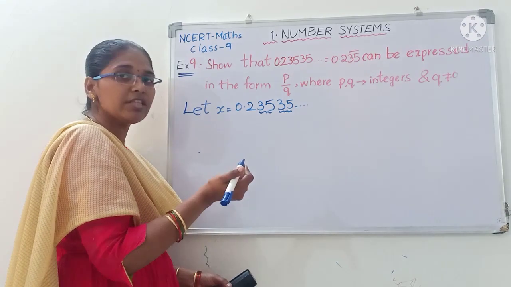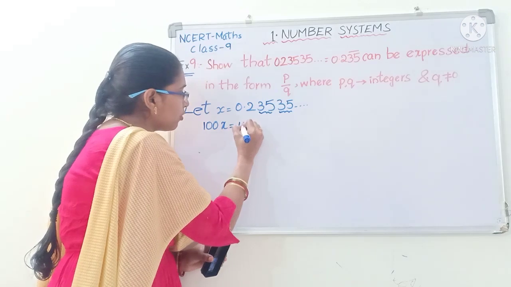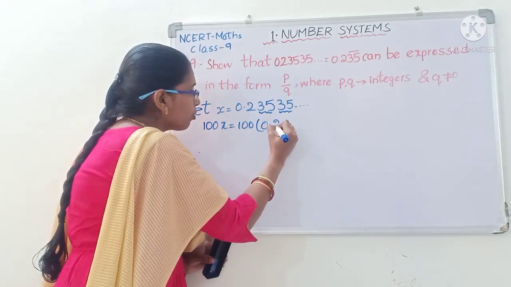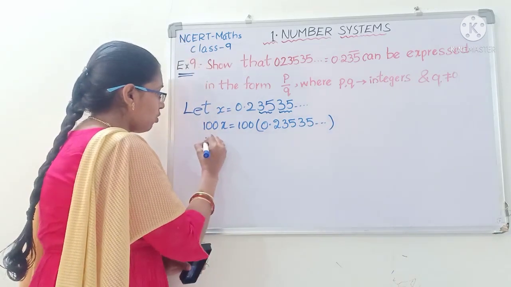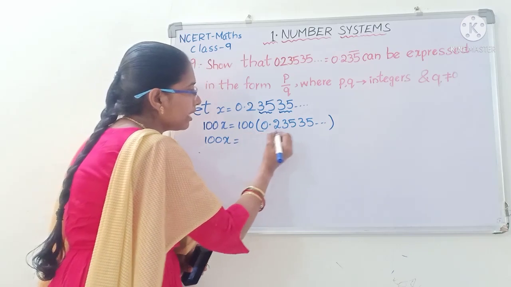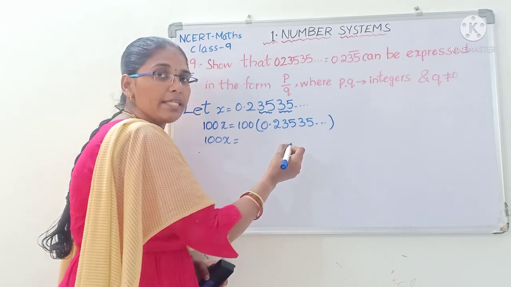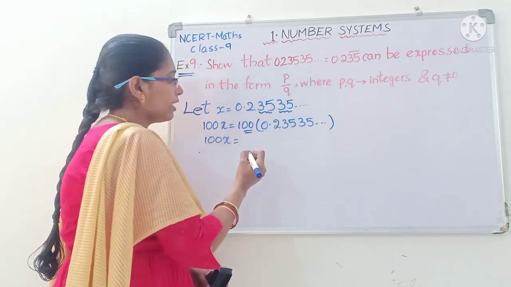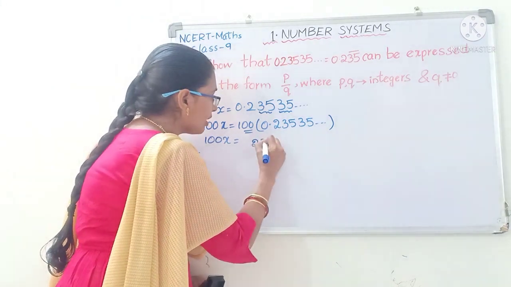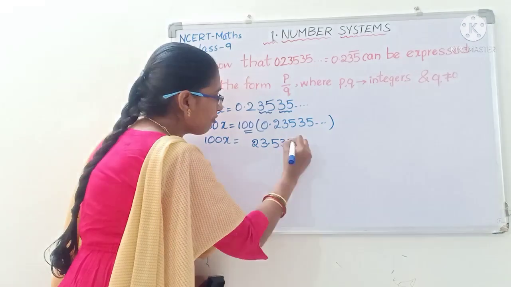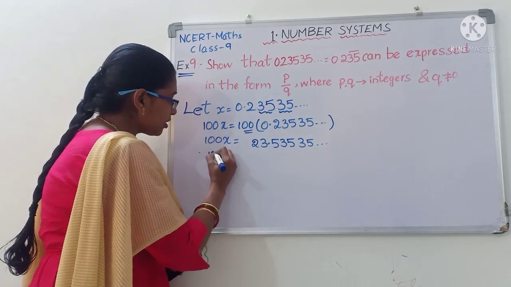So you should multiply both sides with, yes children, 100. 100x is equal to 100 into 0.23535 and so on. So what is 100 into 0.23535? Decimal point will move 2 digits, right? When it is multiplied with 100. 100 has 2 zeros, so decimal point will move 2 digits, right? It will become 23.53535 and so on, children. What is the next step, children?